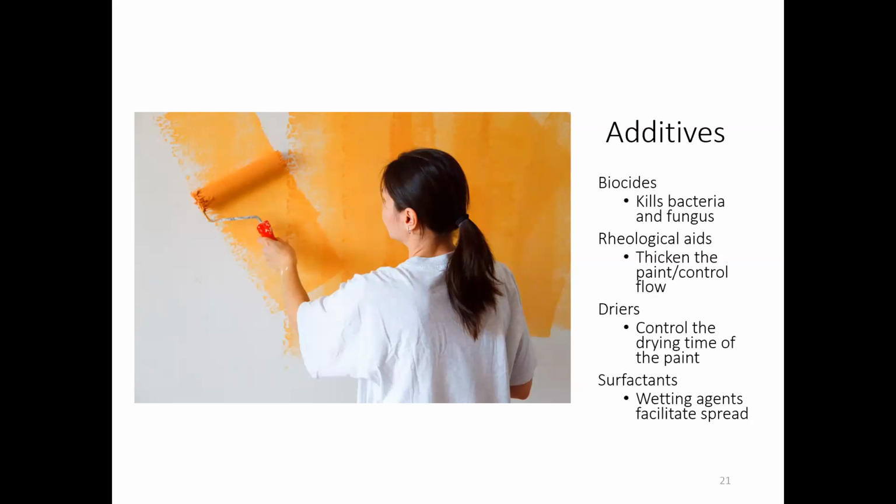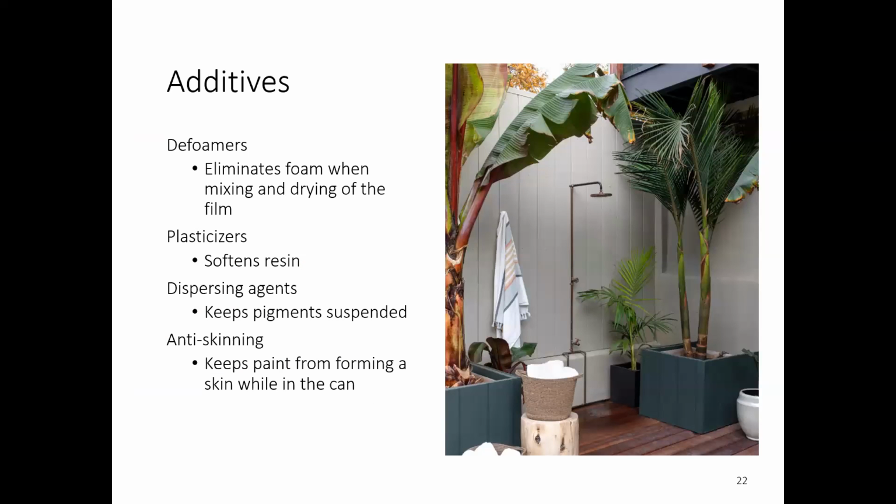So let's talk about additives. There are so many, and these are just a few really. Biocides, which kill bacteria and fungus. Rheological aids, which help thicken the paint and control the flow. And dryers, which control the drying time of the paint. Surfactants, that's just soap. If you ever had high school chemistry, a surfactant is just a soap, but it's probably specialized soap for paint. And then defoamers, you've got that surfactant in there.